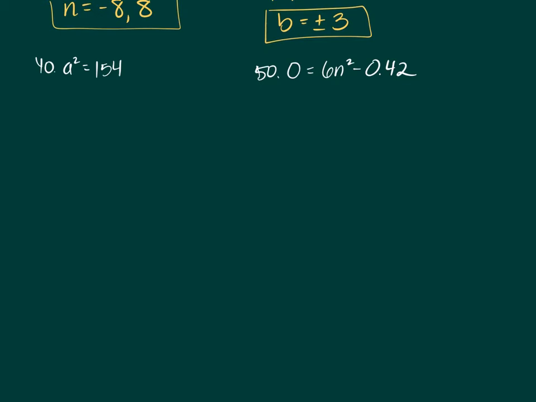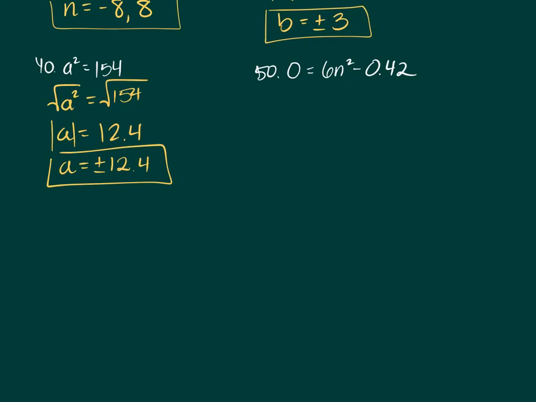So again, I need to make sure that I have my variable on one side, everything else on the other, which I do. Then I'm going to take the square root of a squared just so I can get a, because that's what I'm looking for. So absolute value of a is equal to 12.4. A is equal to plus or minus 12.4. Like so. And if you're wondering where I got 154's root from, I just plugged it into my calculator, okay?